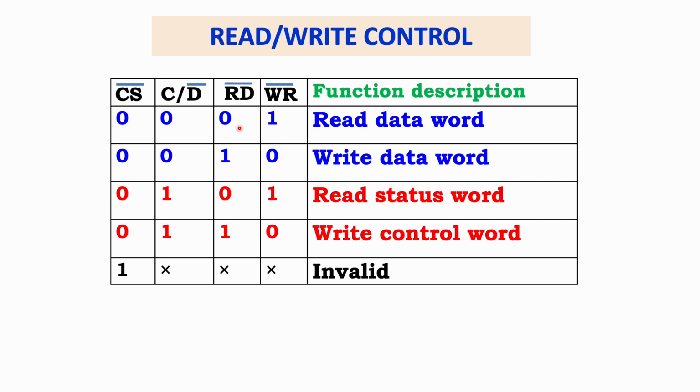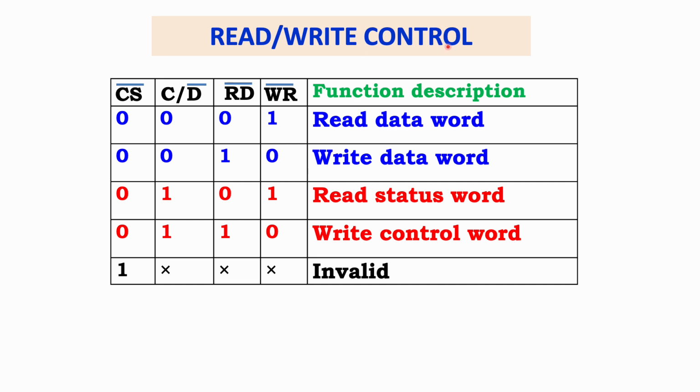The low-active signal RD bar is for reading the data word. Now if WR bar is low instead, then it will write the data word. So this is the control action I represented, read and write word. Similarly for the data buffer action, I can make the signal C/D bar equal to 1, so the data buffer is ready to read the status word and write the control word. If I don't select the chip, then it is an invalid operation in the read-write logic of the 8251.